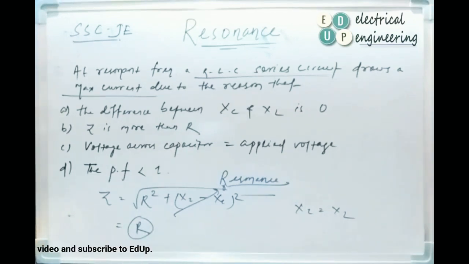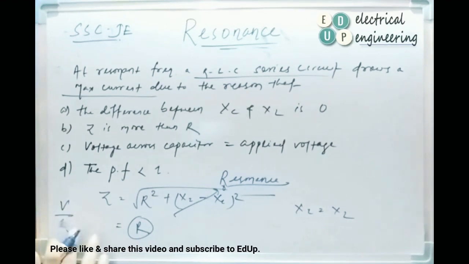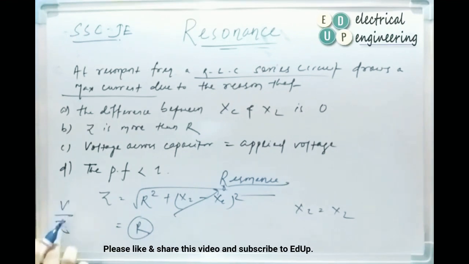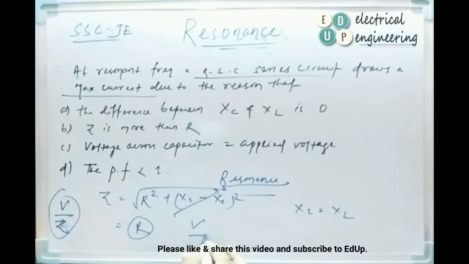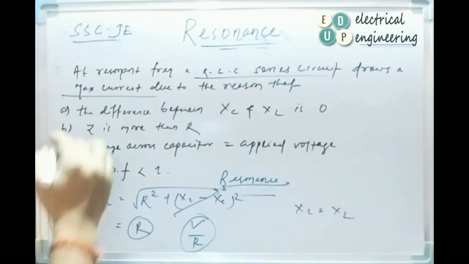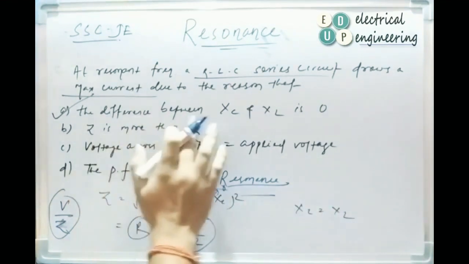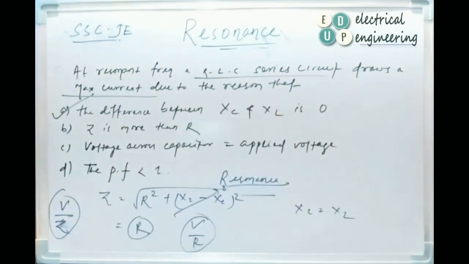At minimum resistance, the current will be maximum, right? Because we know V by Z is the current, and here Z is R, so V by R. If we compare V by Z and V by R, which will be higher? V by R is higher because R is less than Z. So maximum current will occur in case of resonance condition, and the resonance condition happens when the difference between XC and XL is 0. Here XC and XL are equal, so their difference is 0. So option A is correct.